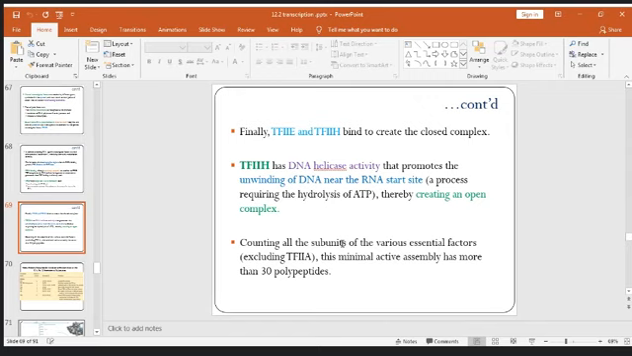Counting all the subunits of the essential factors, excluding transcription factor 2A, its minimal active assembly has more than 30 polypeptide chains. So, what is the activity of transcription factor 2H? It has DNA helicase activity in the complex. It can be used to unwind the DNA strand.